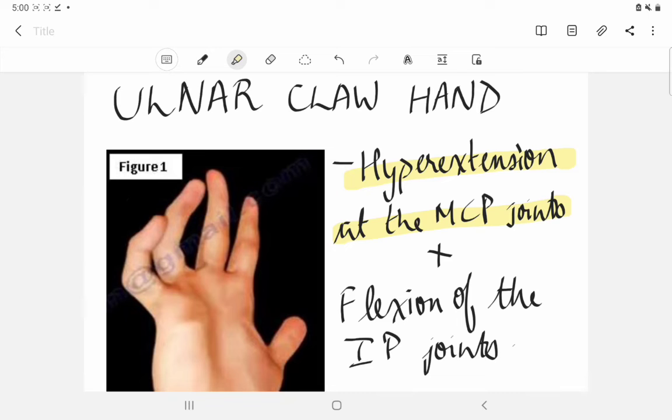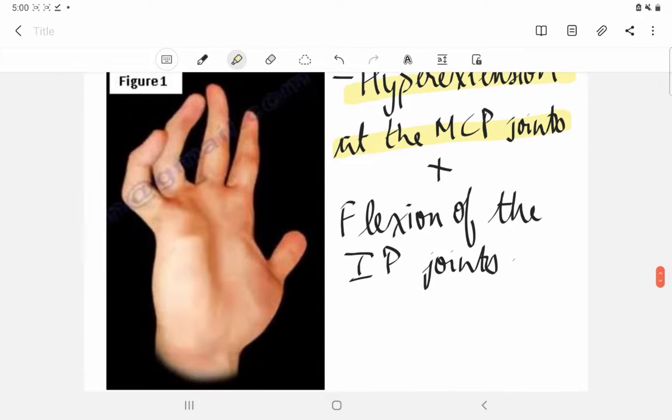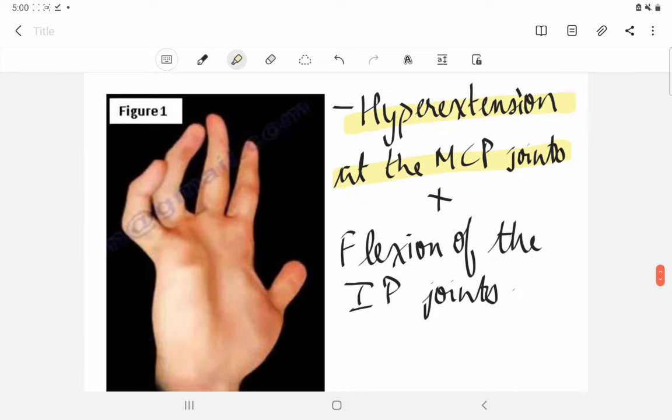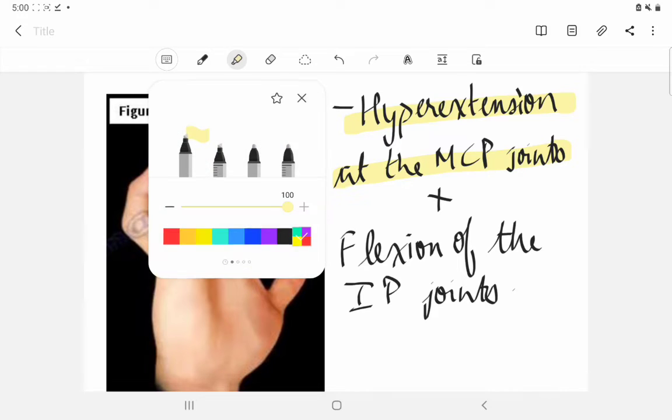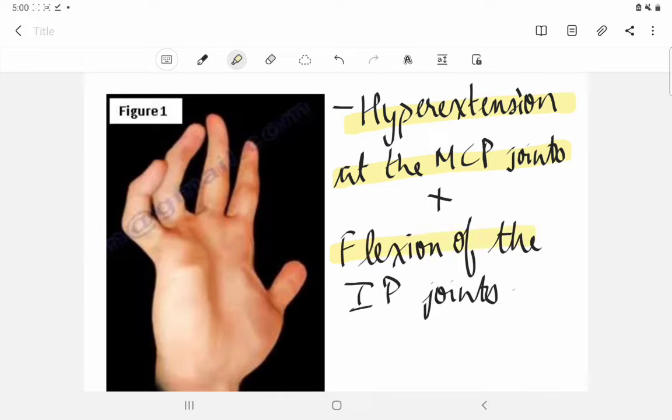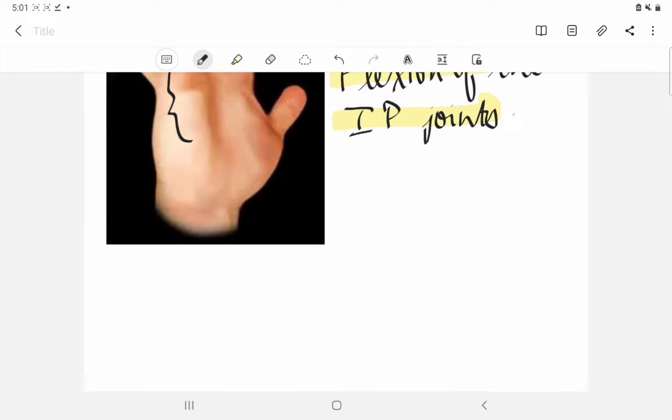Hyperextension of the metacarpophalangeal joints, which I think is easier when one can remember the diagram. So from the diagram, remember what an ulnar claw hand looks like, and with that we can easily come up with the definition. That is hyperextension at the metacarpophalangeal joints and the flexion of the interphalangeal joints. As shown in the diagram here, you see the flexion of the interphalangeal joints, and then you see a hyperextension of the metacarpophalangeal joints. What causes an ulnar claw hand? The cause of an ulnar claw hand is the paralysis of the ulnar nerve.